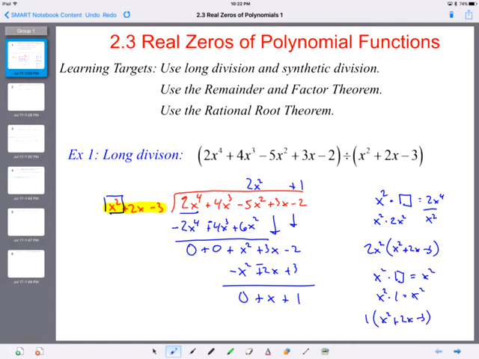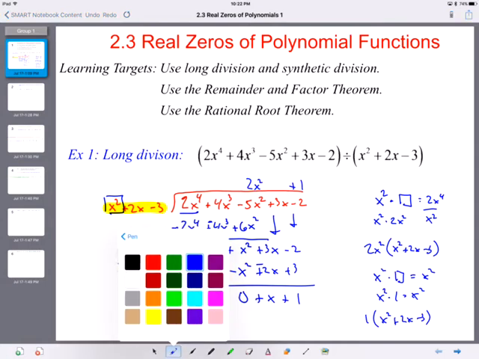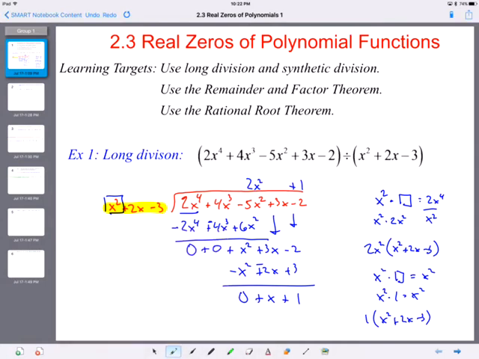What do you do with your remainder? Well, your remainder is what's left of the divisor. So then you have to write your final answer here. It is 2x squared plus 1 plus your remainder of x plus 1, and then that goes over your divisor.